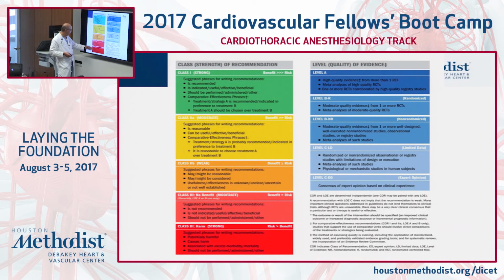So you've got two levels of class 3, and your levels of evidence are level A, which is high quality evidence; level B-R, which is based on randomized studies; level B-NR, moderate quality evidence or meta-analyses; level C, limited data. Level of evidence C is something which is expert opinion, meaning I think so, or non-randomized observational studies with few patients.